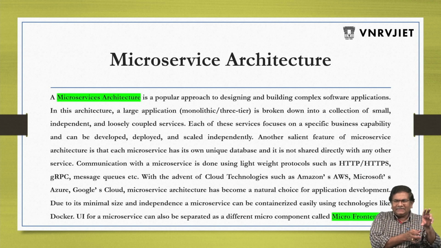When the UI is componentized like small pieces, it's called a micro front end. If it is business logic or data access, it's called microservices, right? So this is how microservice architecture is designed.